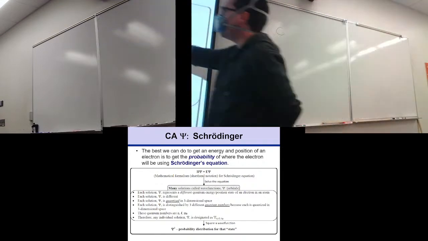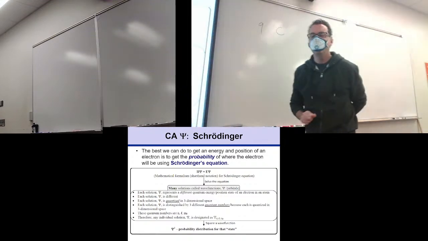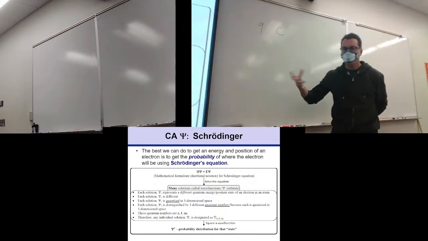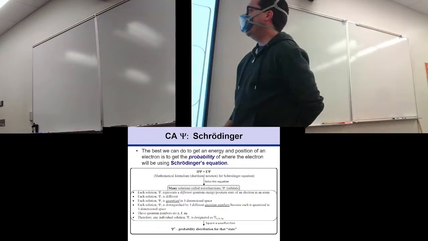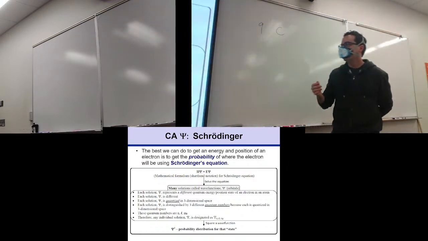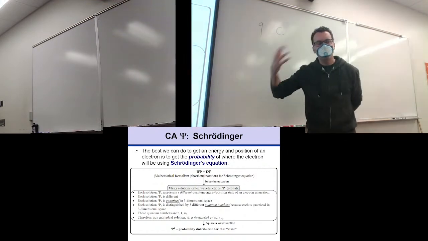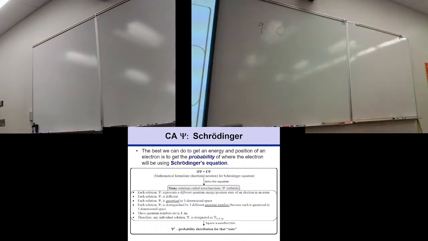So the solutions to the Schrodinger equation are called wave functions, and they have this symbol. This is the Greek capital letter psi, and that's the standard variable we use for a wave function. These wave functions are created using different parameters. And so we plug in different parameters and we get different solutions. So different wave functions, okay?